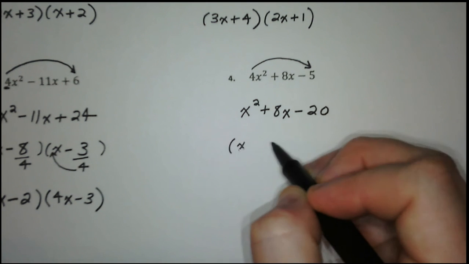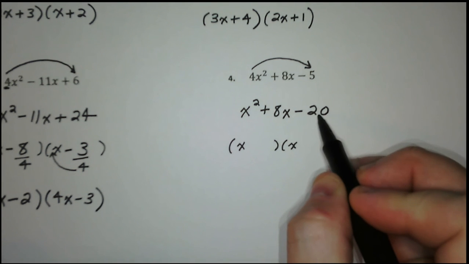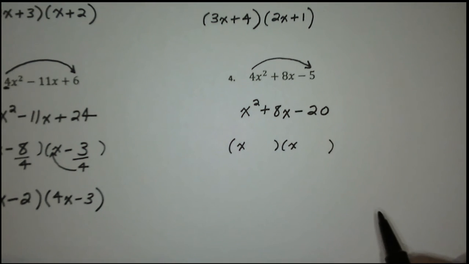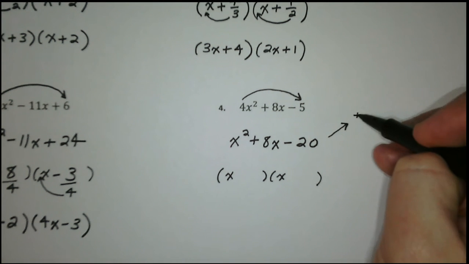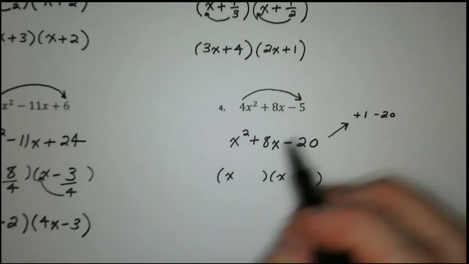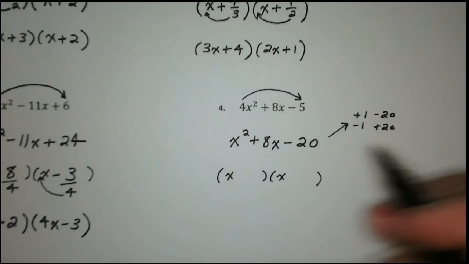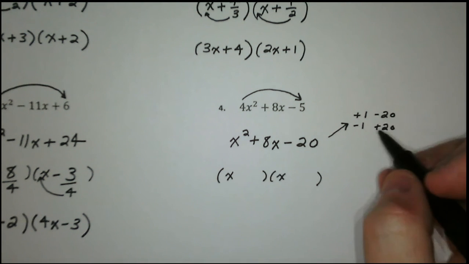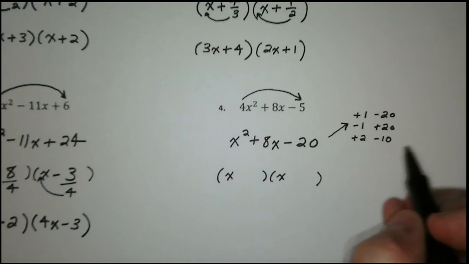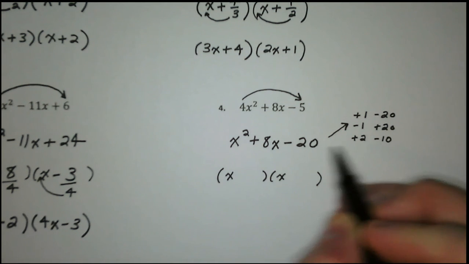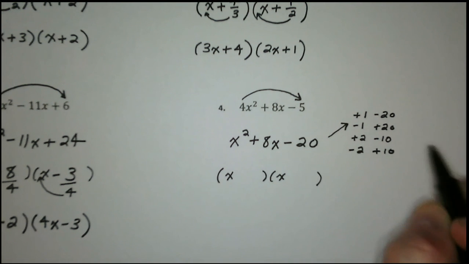And now, what two numbers multiply to get negative 20, but they add up to positive 8? Oh my goodness, let's write these out. Positive 1 and negative 20. Nope. Negative 1 and positive 20? That's not really much better. How about positive 2 and negative 10? Positive 2 and negative 10 makes negative 8. Oh, it must be negative 2 and positive 10.